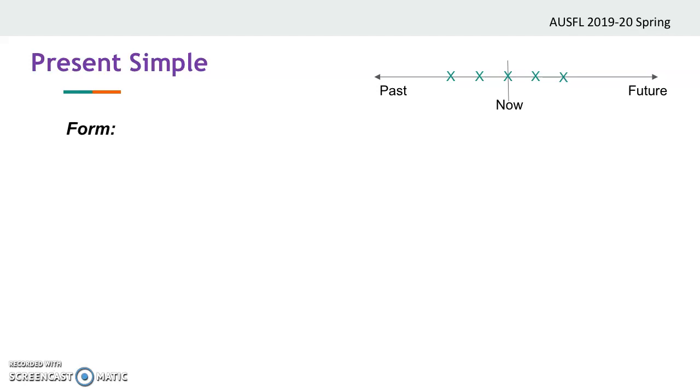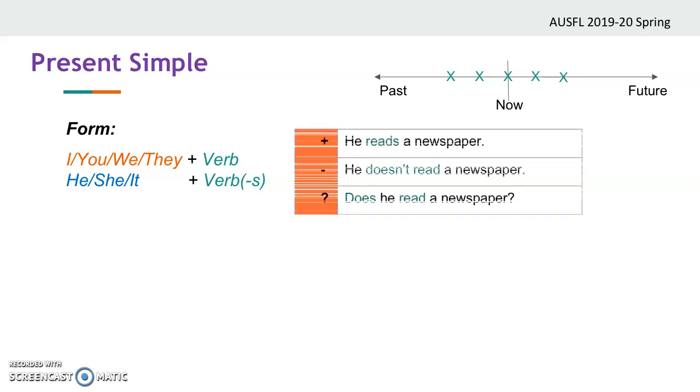So, how do we form present simple sentences? Basically, it's subject plus verb. But with he, she, and it, we add s to the verb. In the table, you will see an example sentence in the affirmative, negative, and question forms. Be careful. Doesn't becomes don't in negative sentences with the subjects I, you, we, and they. And in questions, does becomes do with the subjects I, you, we, and they.